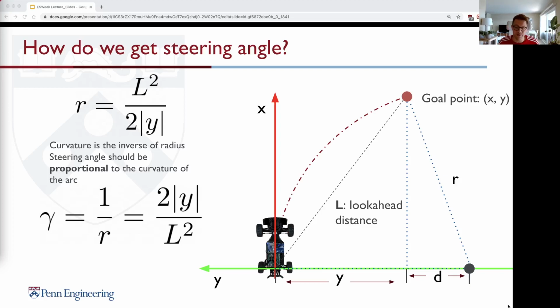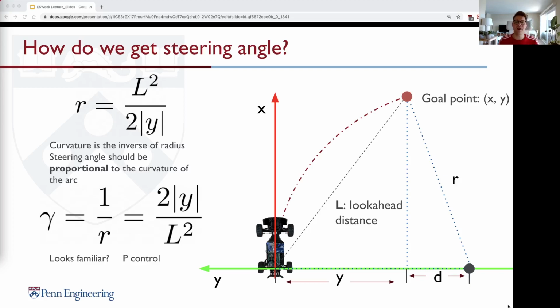Since we know the radius, we can now define the curvature of the arc. The curvature is always the inverse of the radius. Gamma, in our case here, is the curvature of the arc. And now we have the final solution. Our steering angle must be proportional to this curvature so it can follow it. So that's something very easy. You have the curvature, you just need to follow this proportionality, which means your steering angle needs to be proportional to this curvature. And that's something you might have seen before, because this is a P controller.